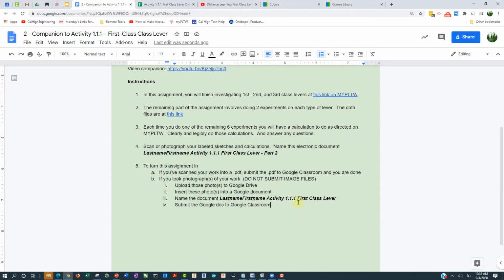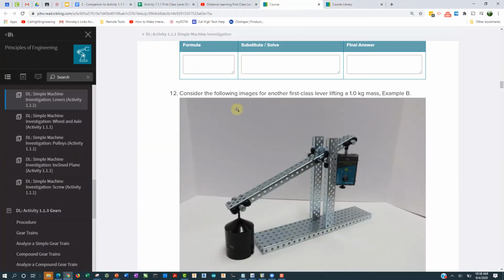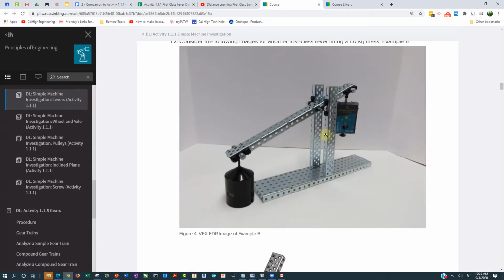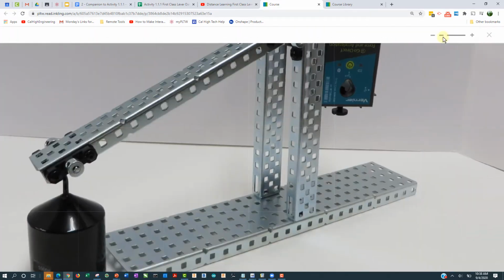So let's go through and just do one, sort of. So here we are. We're going to start at 12. It says, consider the following images of another first-class lever lifting a 1 kilogram mass, example B. So there it is. And we can zoom way up. The resolution on these cameras is amazing. I don't think you really get anything out of zooming up.